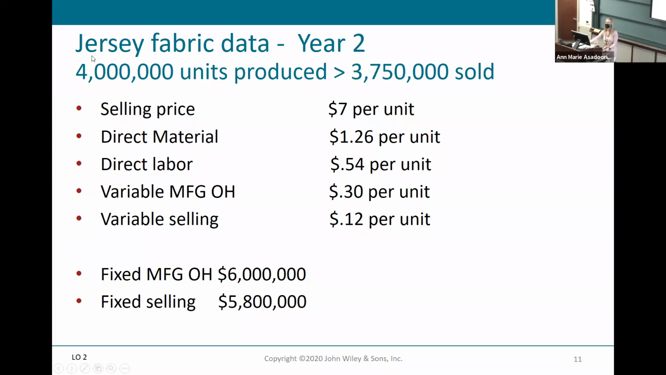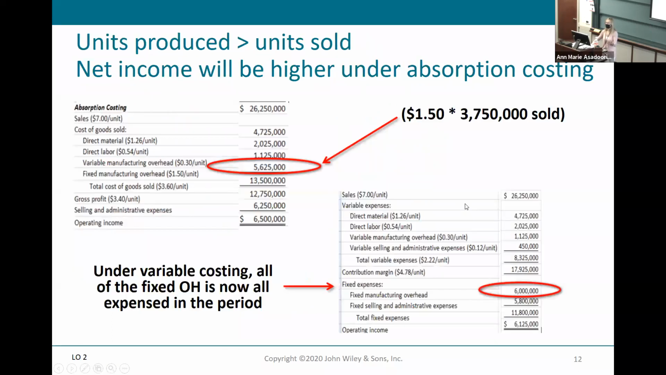The $1.50 that is tied to these units that are going to remain in finished goods, we call that deferring fixed factory overhead. Eventually it'll get there, but this period it's not getting there. And now I've done it again. You can see your net income is not the same. Net income is higher under absorption costing when you produce more than what you sell. And so I'm showing you the problem with the matching principle here.